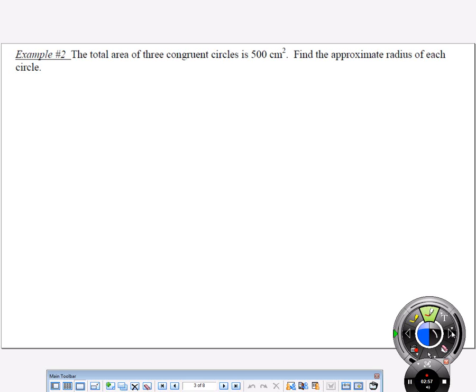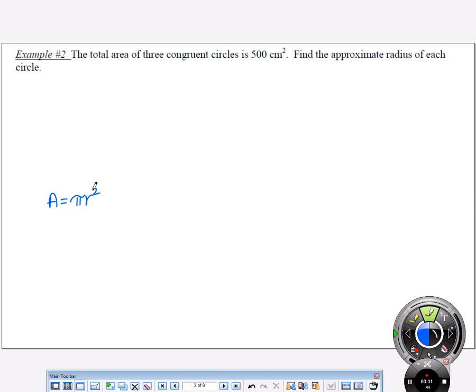All right. I'm going to give you guys a couple minutes in your group to see if you can figure out anything about this. So the total area of 3 congruent circles is 500 centimeters squared. Find the approximate radius of each circle. All right. What information do you have to know? Good. How to find the area of a circle, and how do we do that? Pi r squared.